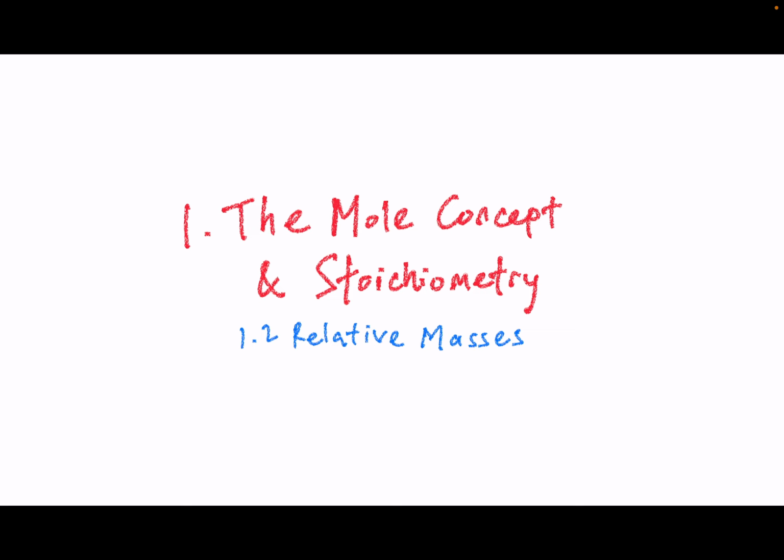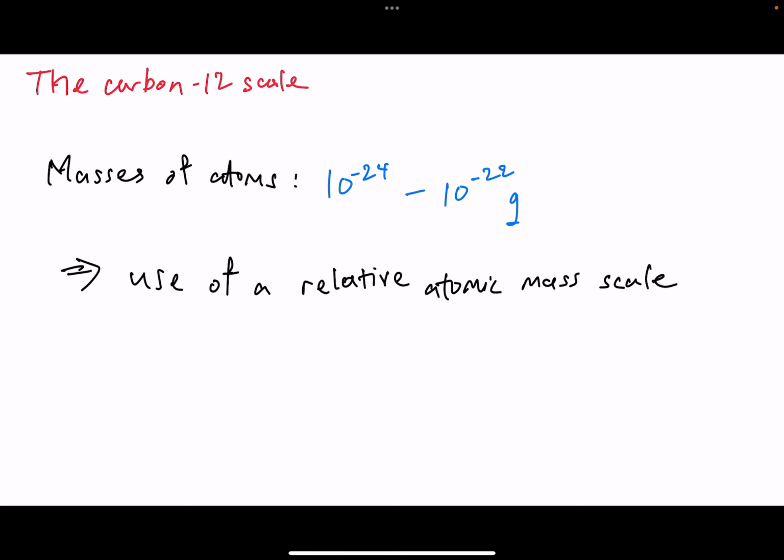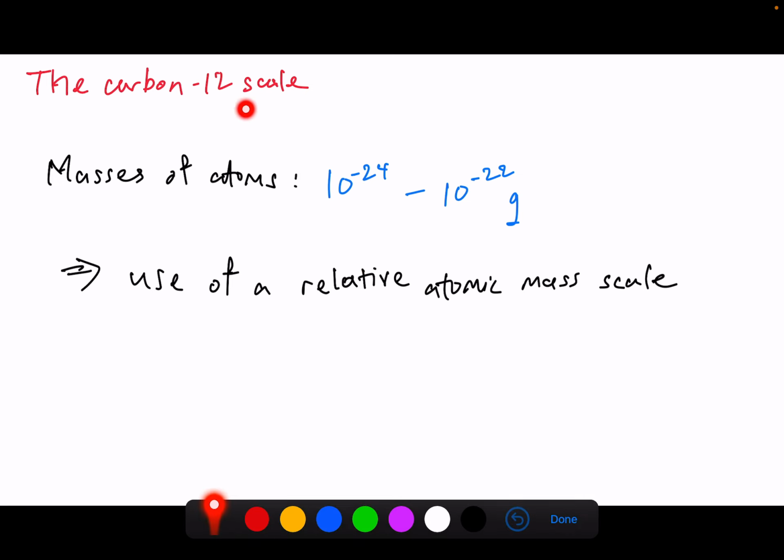My goal is to break down chemistry concepts to make it simpler for everyone to understand. Today we'll be talking about the mole concept and stoichiometry, specifically on relative masses. So to start off, we'll talk about the carbon 12 scale.